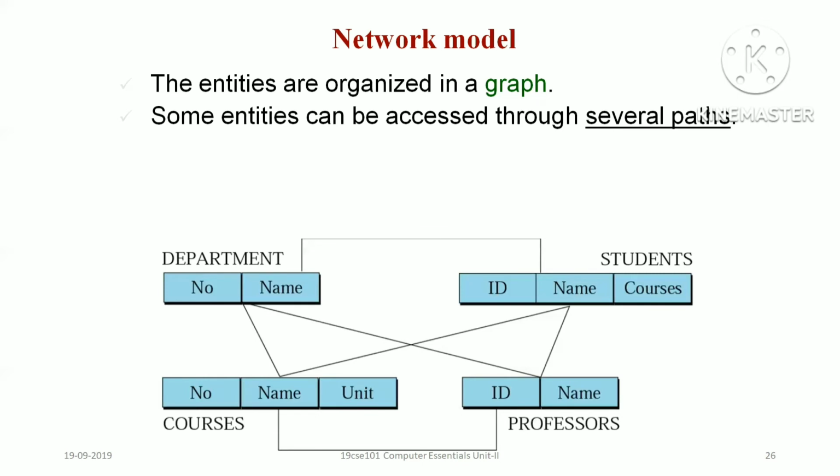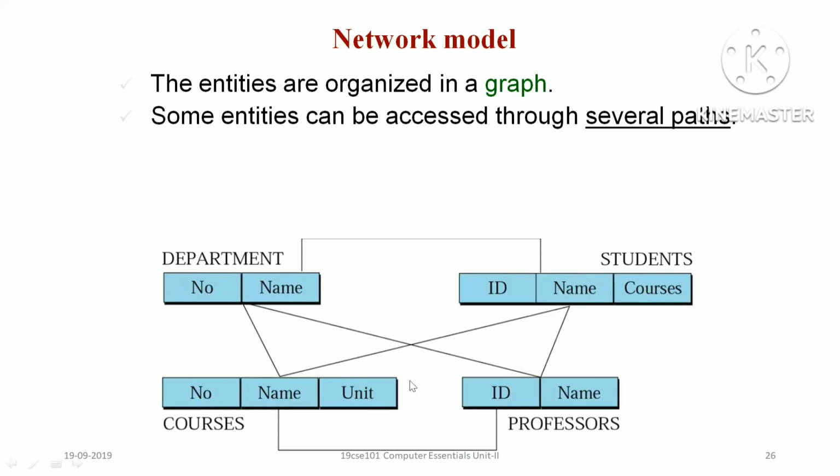For example, there is a department and a student. They are connected with each other. The department has its number and department name, and the student has ID, names, and codes. They are connected with each other, and the department and students are also connected.